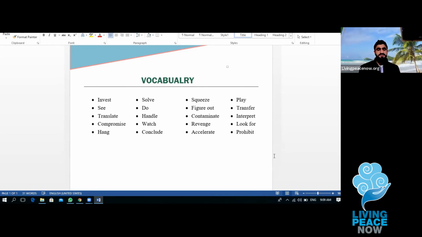Invest. Invest is the meaning of invest, definition. In English, the first one, I would like to write invest. Invest, the meaning in English, expand money.